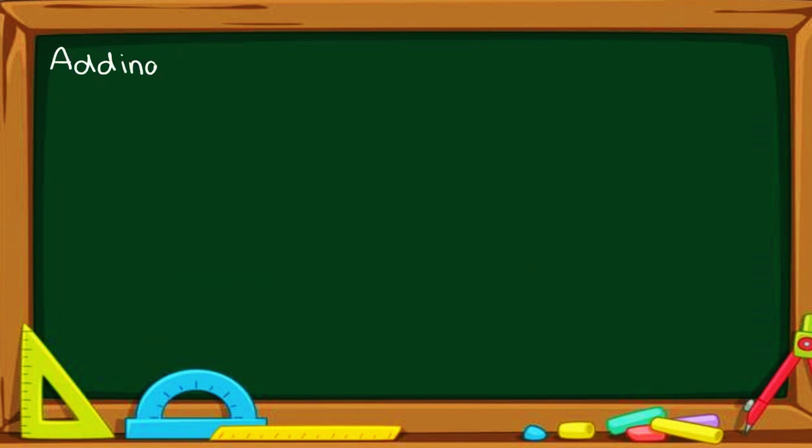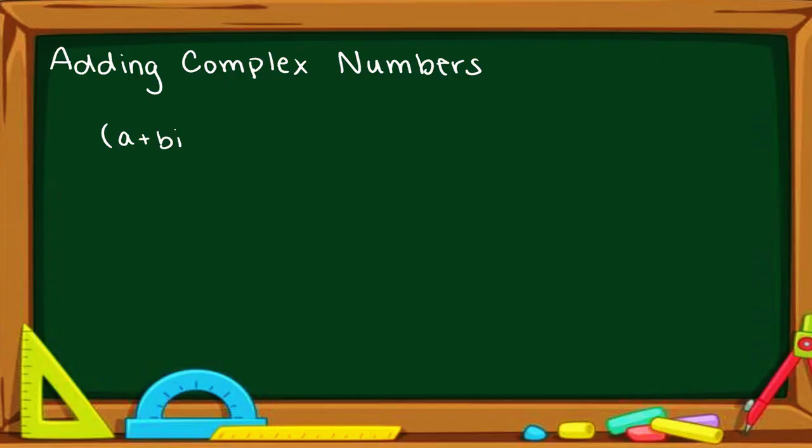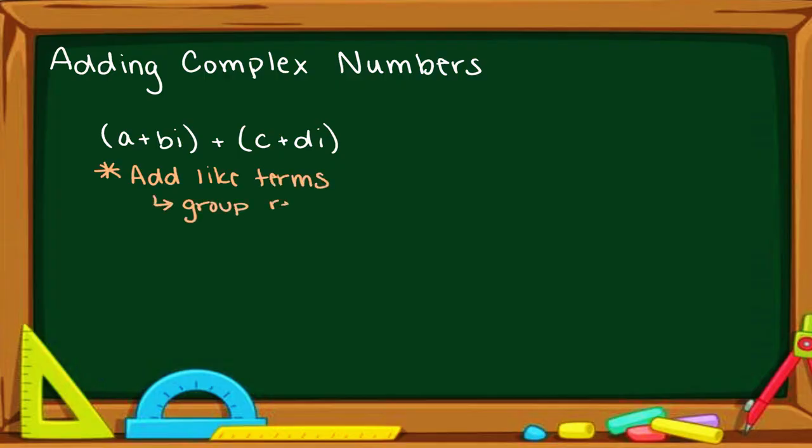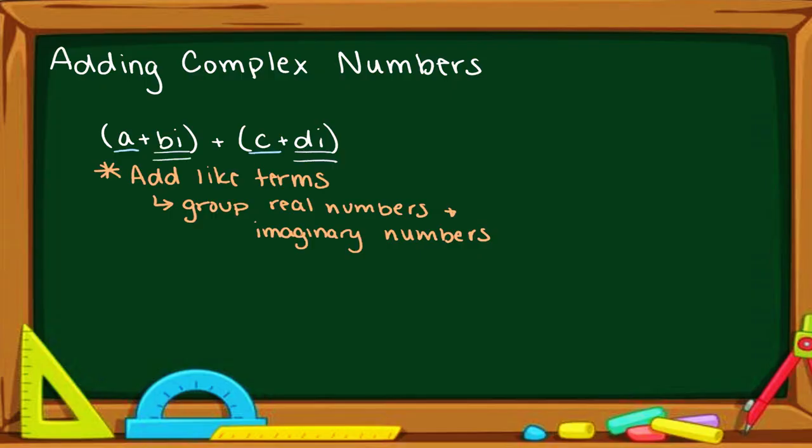Let's look at adding complex numbers. Remember, a complex number is the number in the form a plus bi. So say we're adding two complex numbers together. We have a plus bi plus c plus di. All we need to do is add the like terms. So in this case, we want to group our real numbers together and our imaginary numbers together. a and c are our real numbers and our like terms. bi and di are our imaginary numbers and our like terms. So we can rewrite this as a plus c plus bi plus di.